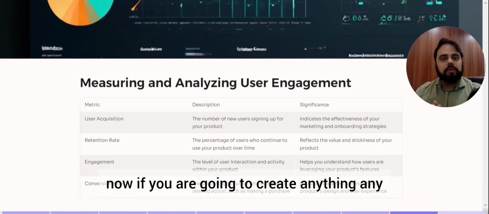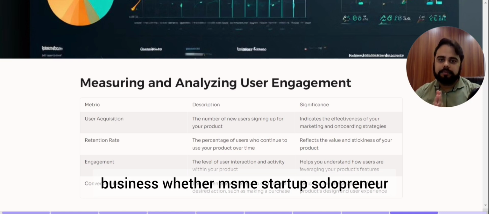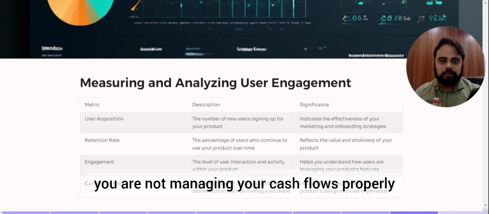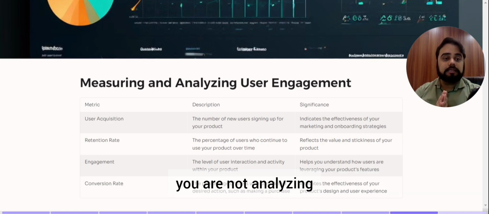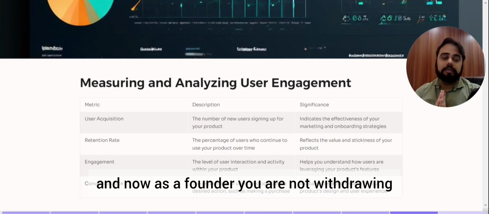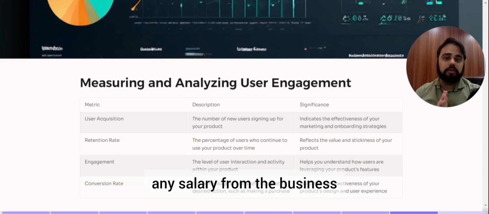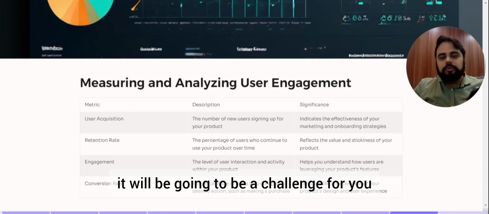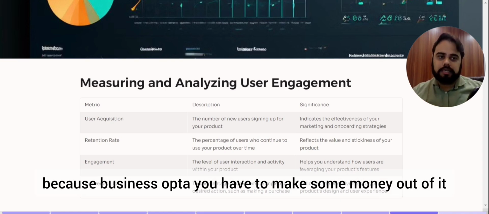So now if you are going to create any business, whether MSME, startup, or solopreneur, if you are not tracking your metrics properly, you are not managing your cash flows properly, you are not analyzing what you are making as profit, and as a founder you are not withdrawing any salary from the business or professional fee from the company, definitely it is going to be a challenge for you, because from the business you have to make some money out of it.